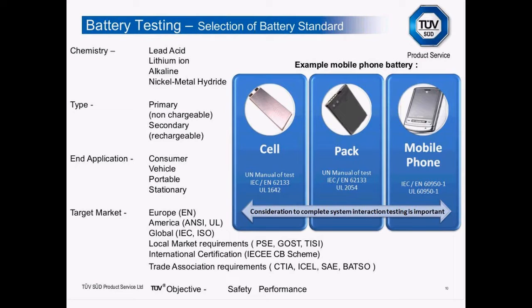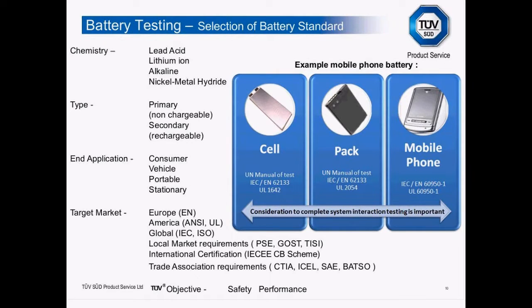It's also important to think of the complete system. As we mentioned here, if you look at the diagram, on the left you can see the bare cell. Often that would be tested against the UN Manual of Tests. For worldwide access and European access, it would be tested against 62133. And if you wanted to also sell your mobile phone product in the States, UL 1642 would be applicable. Moving on to the complete battery pack, again the UN Manual of Tests would be applicable, as well as IEC EN 62133. But this time, the appropriate American standard would be, for example, UL 2054.